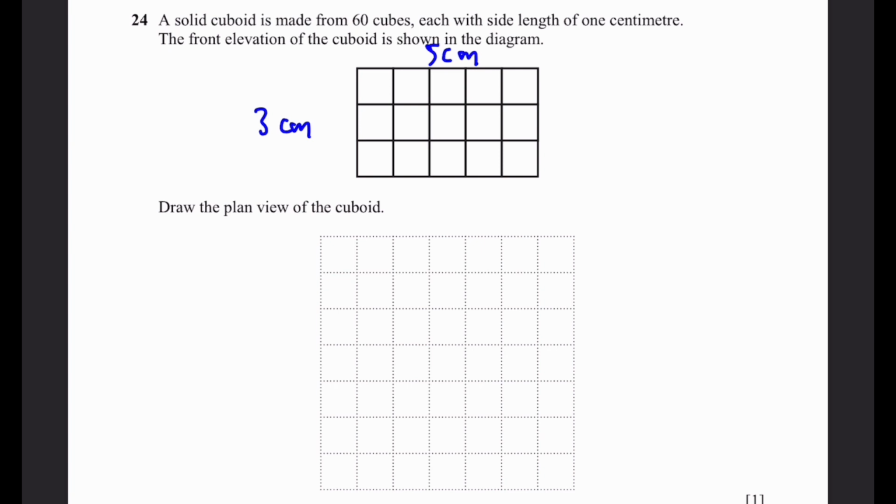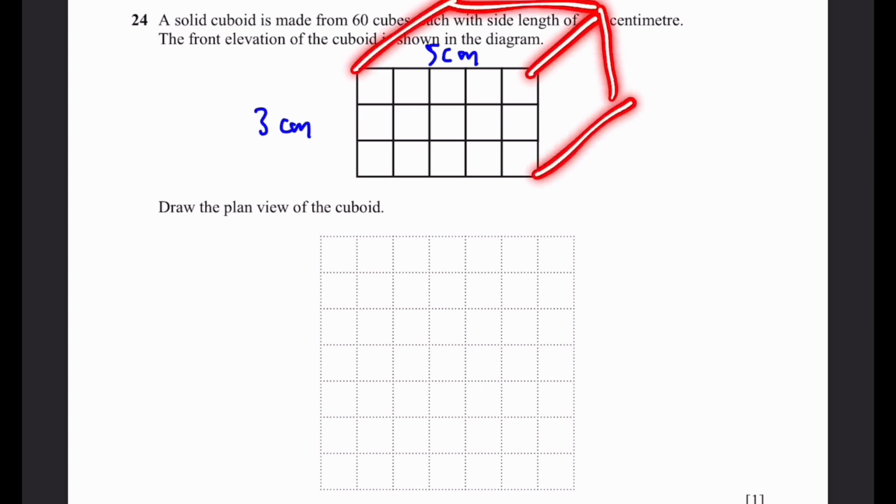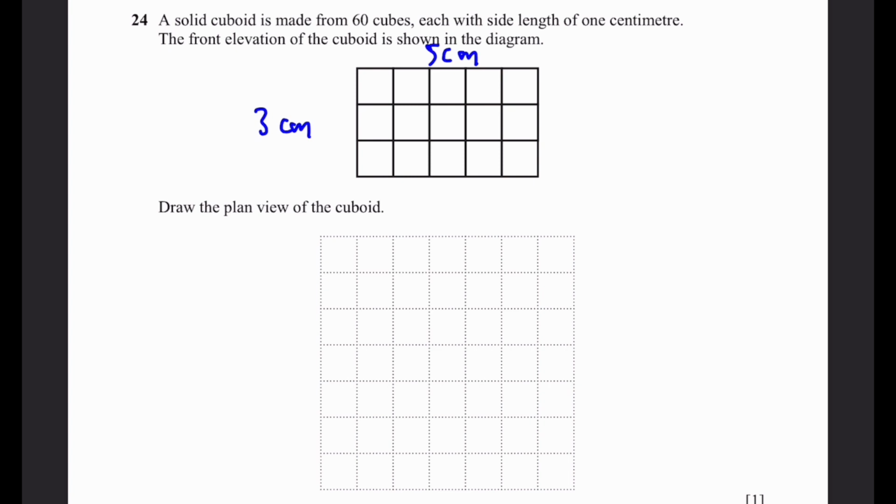The plan view, let's just finish this cuboid right now. This length over here will be 4 centimeters. Therefore, the plan view will be a 5 by 4 rectangle. And this over here is our plan view. That's the answer.